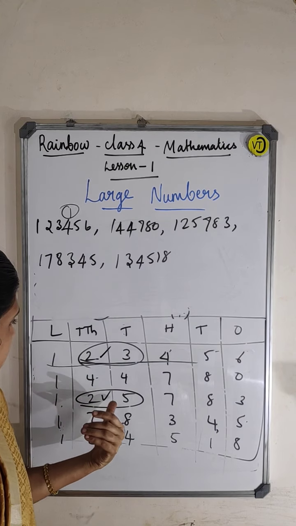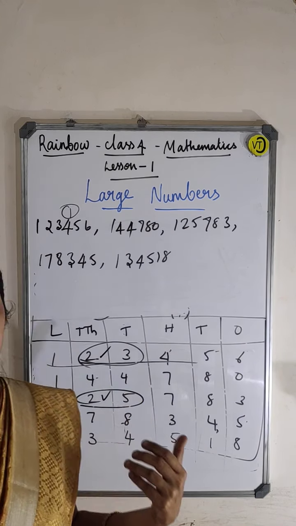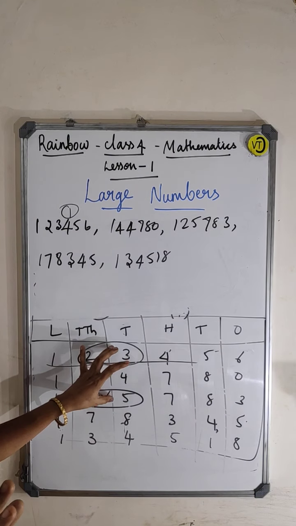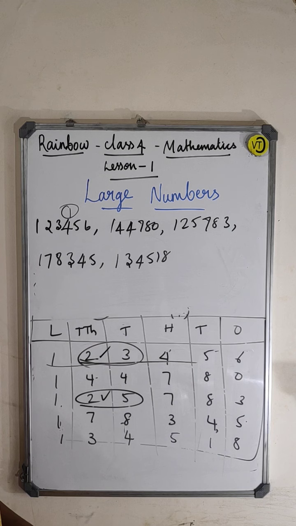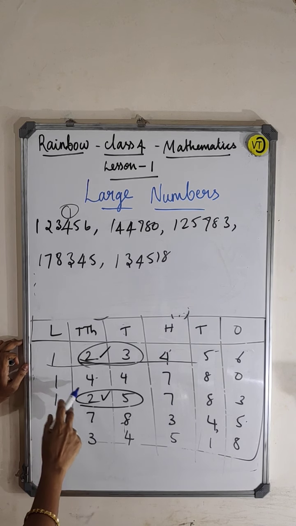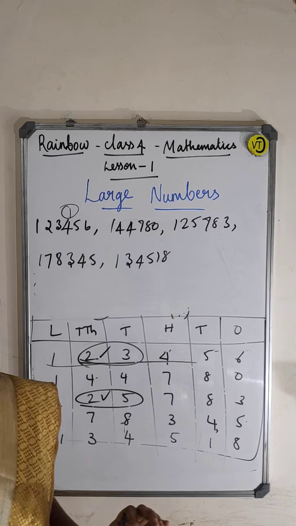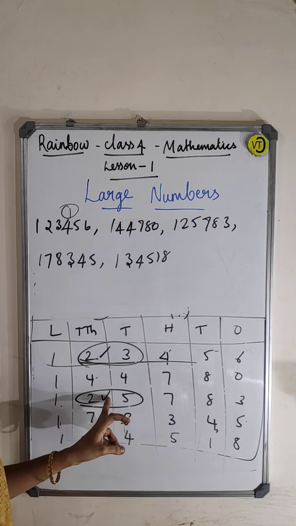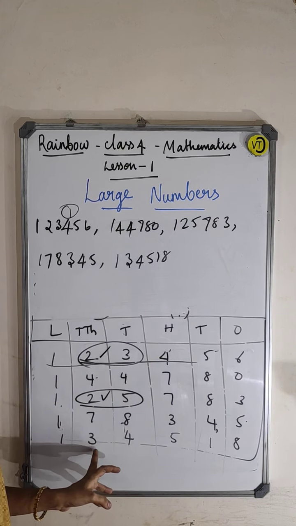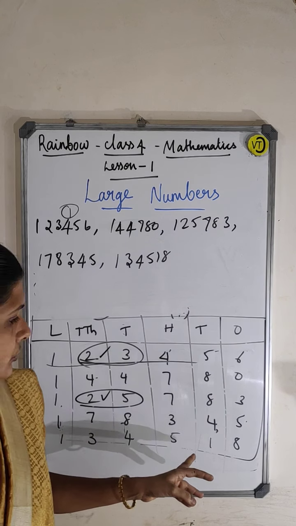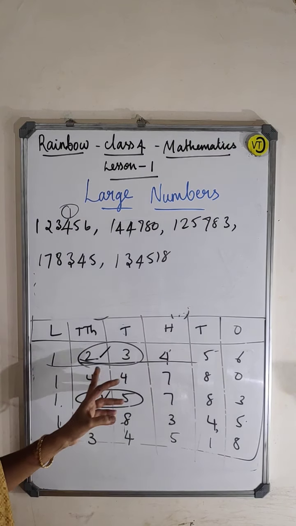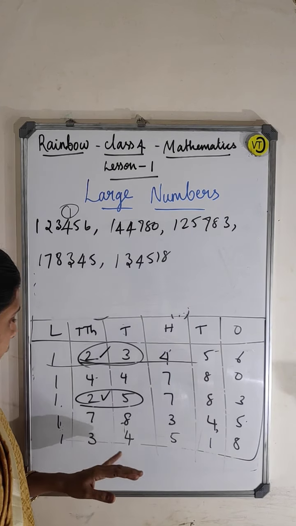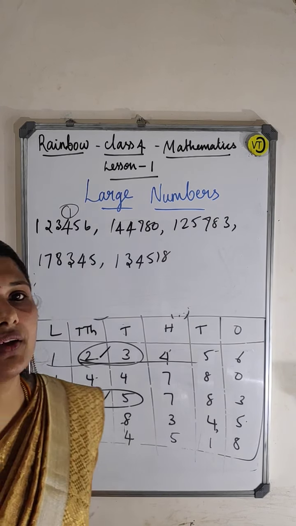1,25,783 will be the second smallest number. Okay, now out of 3 numbers still to go, this 473. Now you know, in the 10,000 place itself, right? Now the third smallest is 3, 134,518. Then the fourth smallest is 144,780. And the last number will be 178,350.